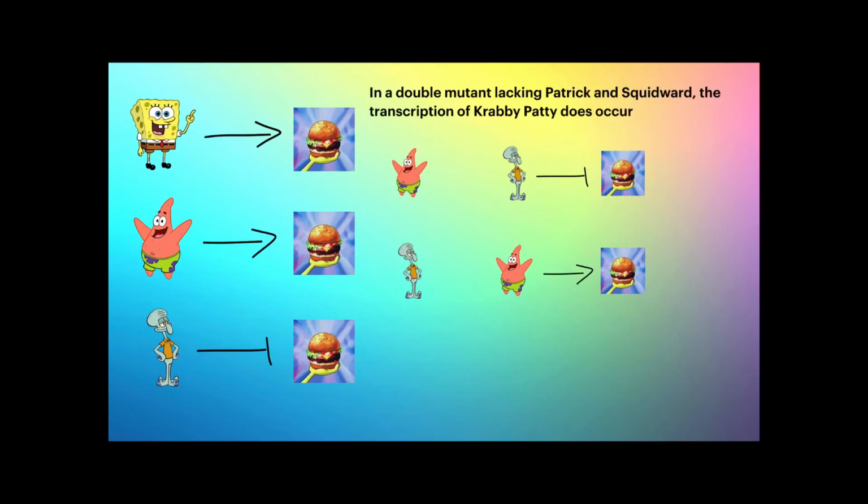Patty. So if Patrick ultimately activates the Krabby Patty, then Patrick must inhibit Squidward to produce the Krabby Patty. Now, if Squidward ultimately inhibits the Krabby Patty, then Squidward must inhibit Patrick so that the Krabby Patty isn't produced. The question says that if there's a double mutant lacking Patrick and Squidward, then the transcription of the Krabby Patty does occur. Therefore, out of the two pathways, the top one is the one that will activate the transcription of the Krabby Patty.